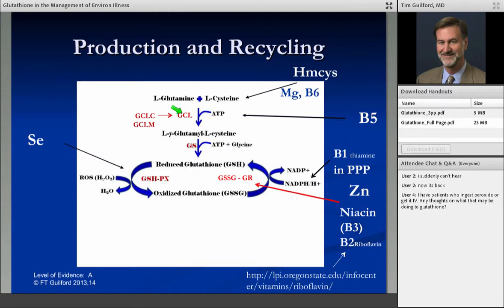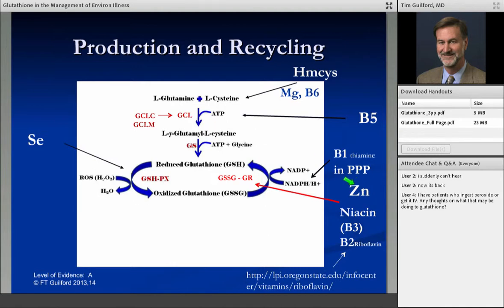And selenium is used; glutathione peroxidase is a selenoprotein. And there's some evidence that shows that raising selenium can raise glutathione peroxidase. You have to be careful a little bit with selenium, though. 100 to 200 micrograms per day is a good dose. You don't want to have an excess of selenium because that can become toxic.